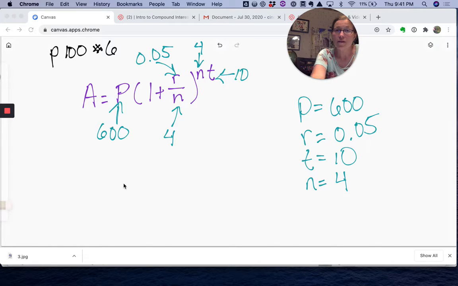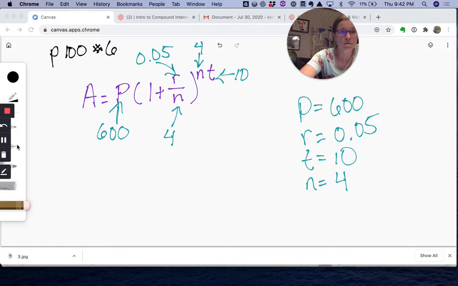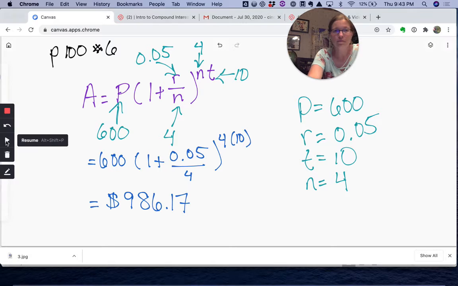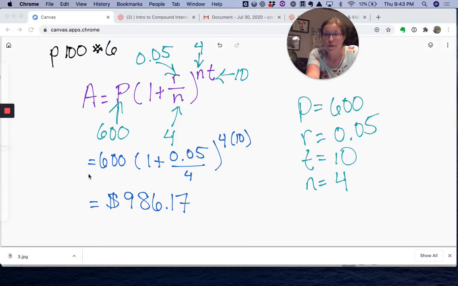So I'm plugging in all my letters, just like I've done in the past. Notice there's 2 places where we plug in 4 for N. Quarterly means 4 times per year. And then I want to take care with my order of operations. So I plug it all in, and I get 986.17.